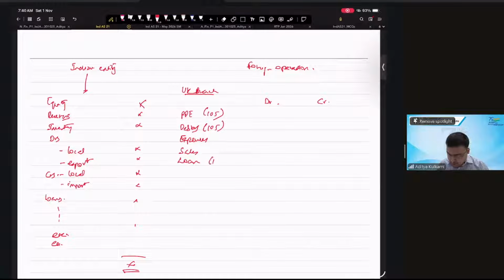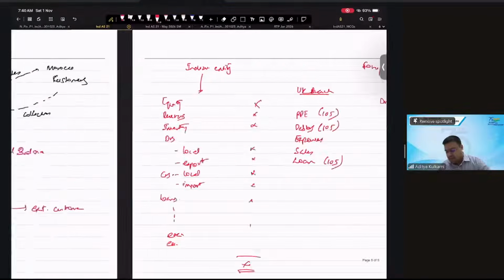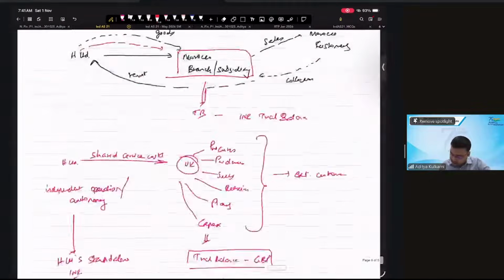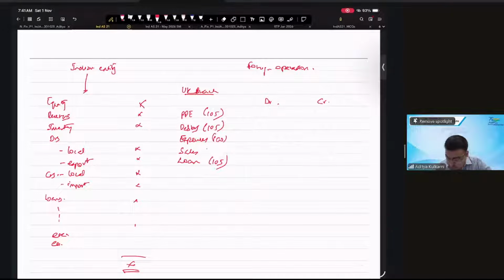105, 105, 105. Will I use 105 for everything if this were to be an Indian entity? Answer is no. For property plant equipment, I would be using either the rate on the date of acquisition, or if it is at fair value, the rate on the date of recognition of fair value. Okay. So 105, 105, 105. Expenses and sales would typically go at your average rate of 100, 100, 100, right? Are you able to understand? Yes.